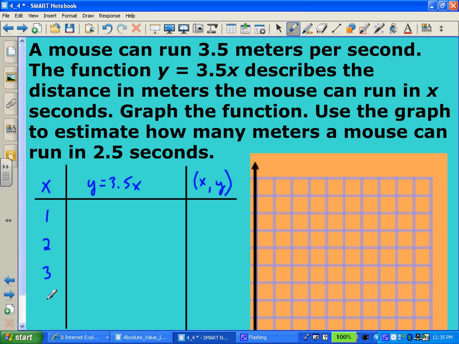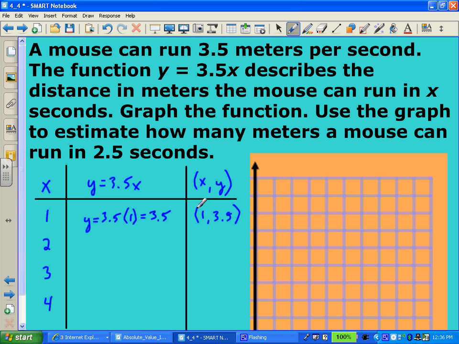So we know that we need to at least be able to see what happens at 2.5. So I'm going to choose 1, 2, 3, and 4. Now I don't want to choose 2.5. I know that I could just plug 2.5 in there, but I'm going to estimate at 2.5. So typically I'm just going to use whole numbers in my x values.